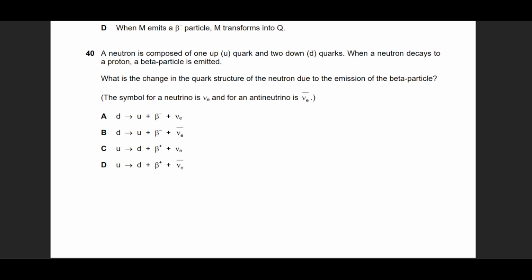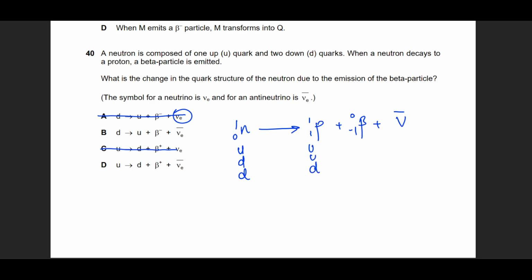So we understand what up and down quarks are. A neutron decays to a proton. We understand that. What is the quark composition? So a neutron disintegrates to become a proton and a beta particle, which is 0, -1, with an antineutrino. So options A and C will be rejected because they don't have an antineutrino. Now let's move to the quark composition. So this is up, down, down. This is up, up, and then down.